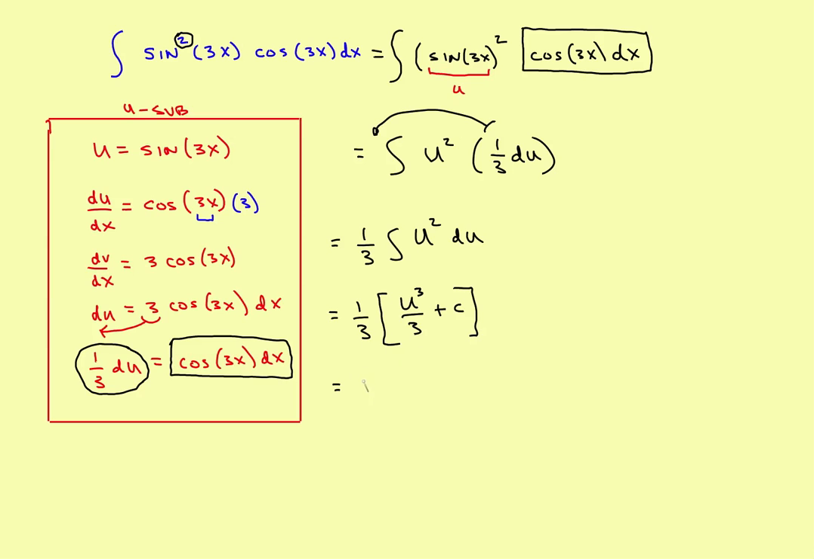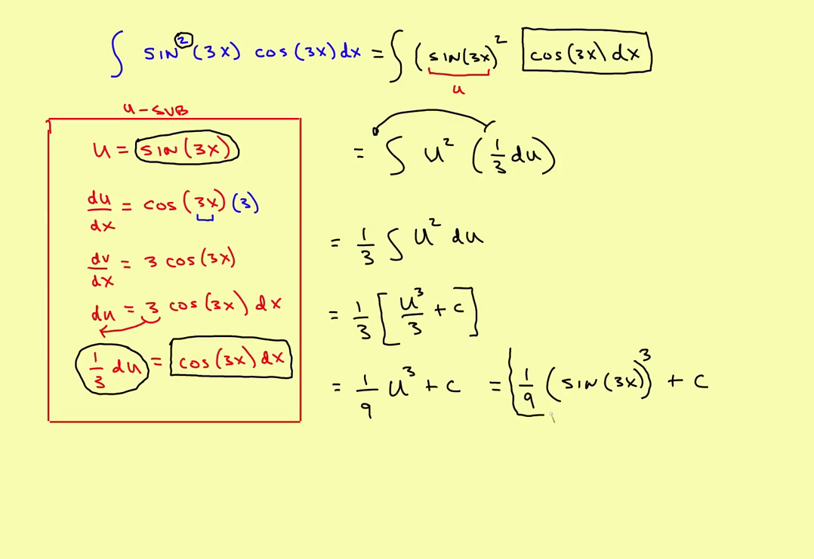Now go ahead and multiply the two denominators together, and that will give you 1/9 of u cubed plus c. And the last step is to change u back into what it's equal to. Well, u is equal to, if you look up here, u is the sine of 3x. So the final answer will be 1/9 of the sine of 3x, the entire thing cubed plus c, and I'll stick that in the box. So there is the answer to this problem.